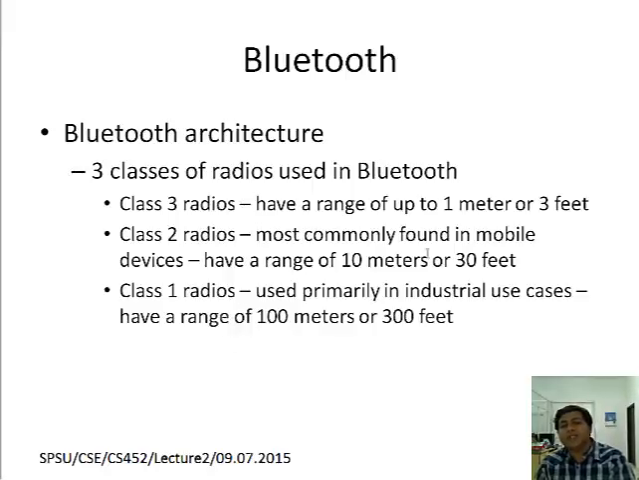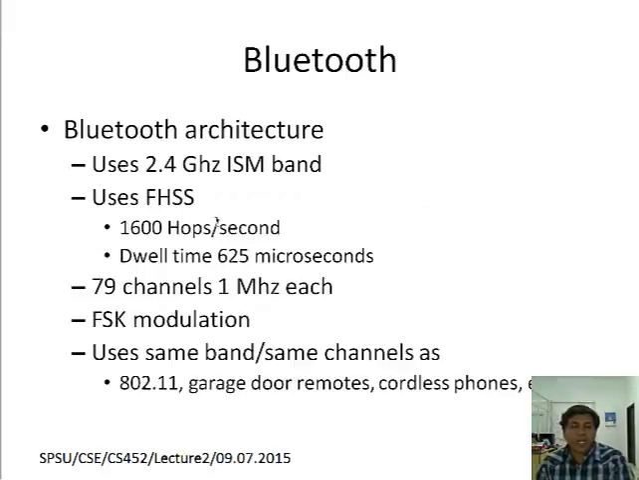We normally can see class 2 radio devices, which are of 10 meter or 30 feet, but class 3 radio is also available, which is of 1 meter or 3 feet. Now Bluetooth architecture, when we talk about Bluetooth architecture, we have already talked about this.